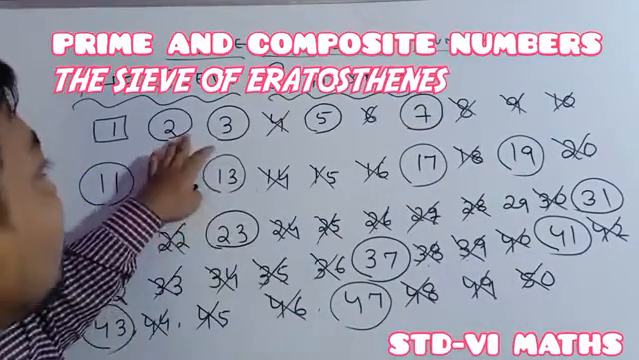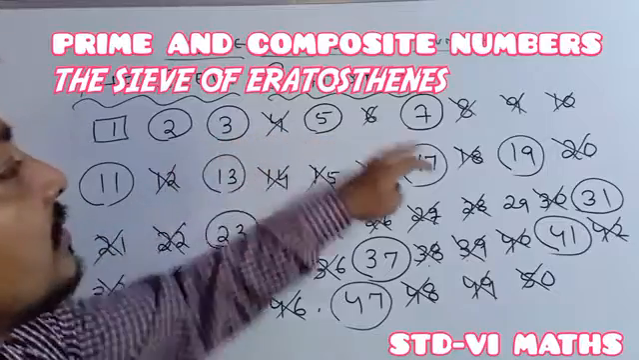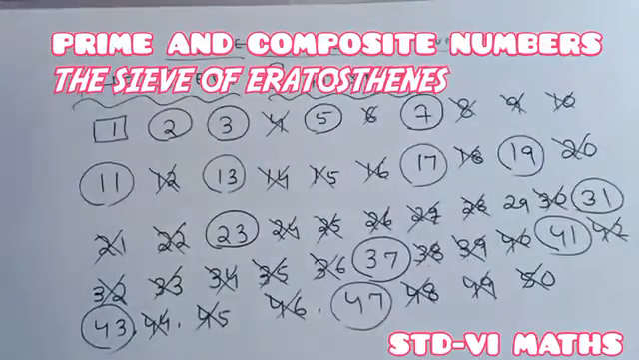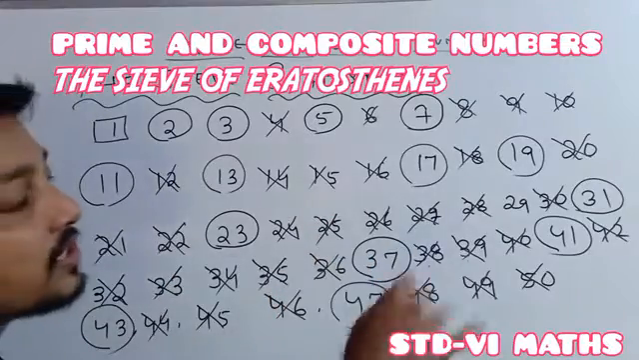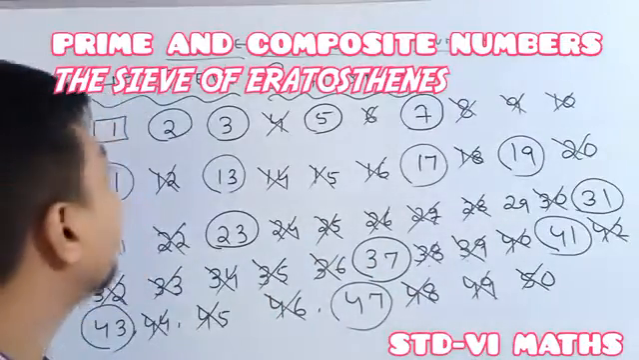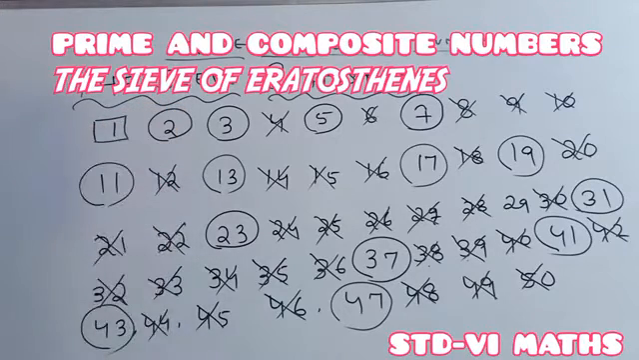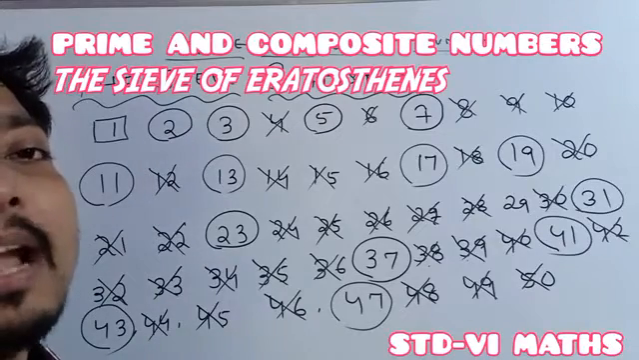See, which numbers are within the circle? These numbers we can call prime numbers, and the numbers which have been crossed out are our composite numbers, and 1 is kept within the box, for which it is called our special number. Ready? So now we will discuss even numbers and odd numbers.